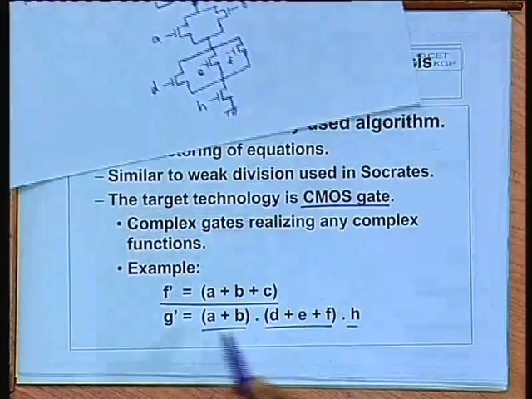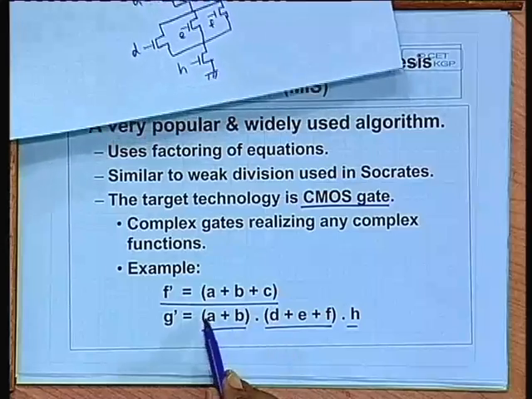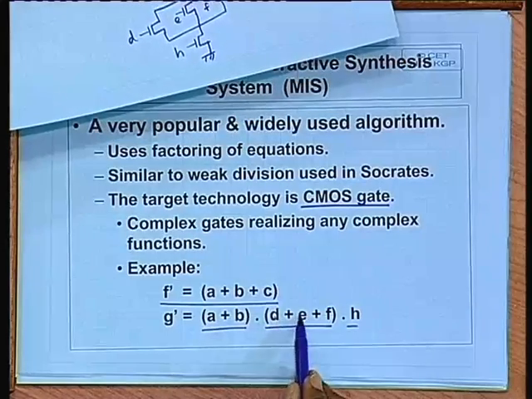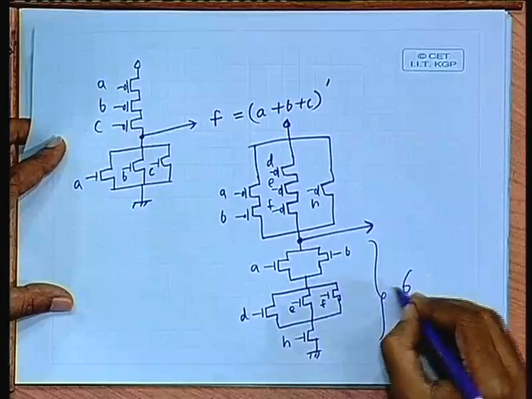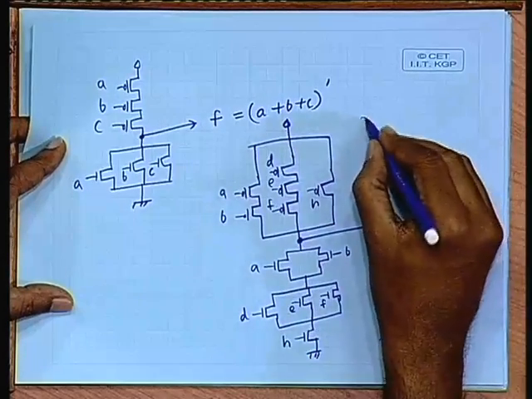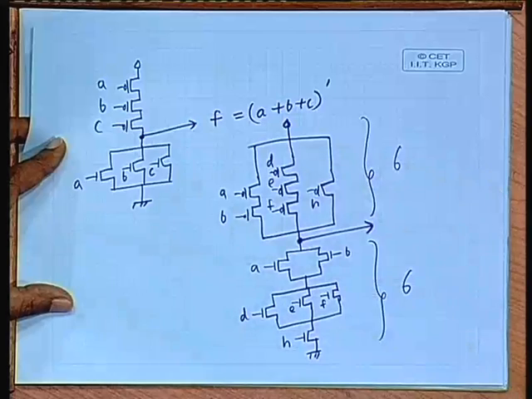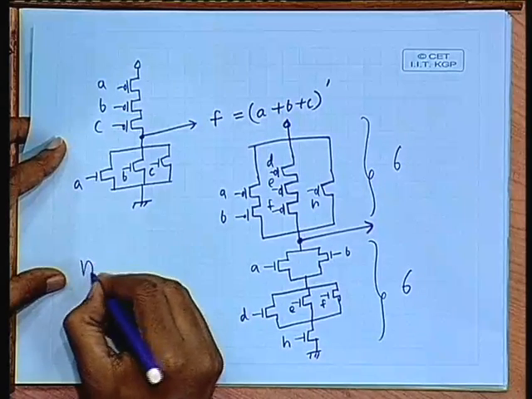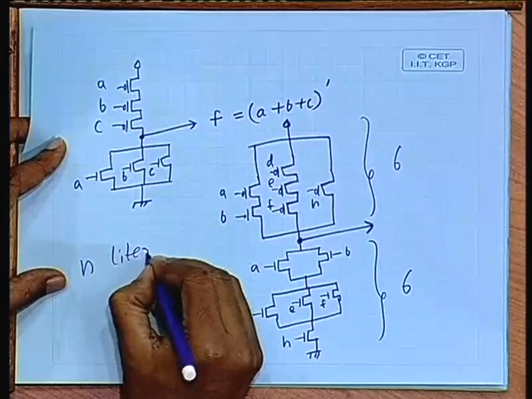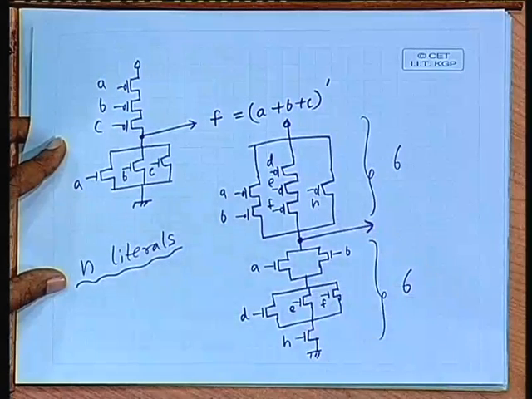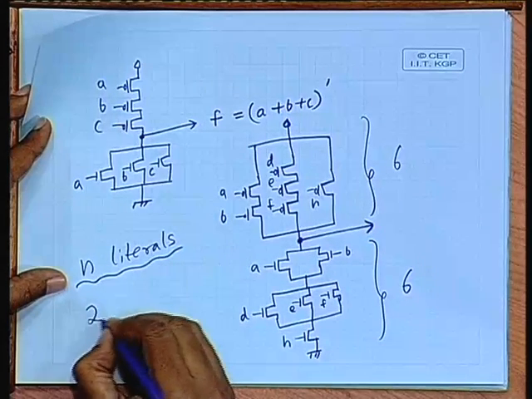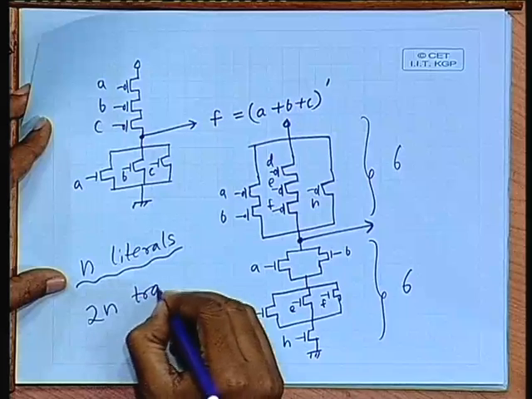Now you see in this one the number of literals were 1, 2, 3, 4, 5 and 6. In terms of the CMOS realization, there are 6 transistors in the pull down, 6 transistors in the pull up. So if there are n literals, in terms of CMOS implementation we can very easily compute the cost. There will be 2n transistors.